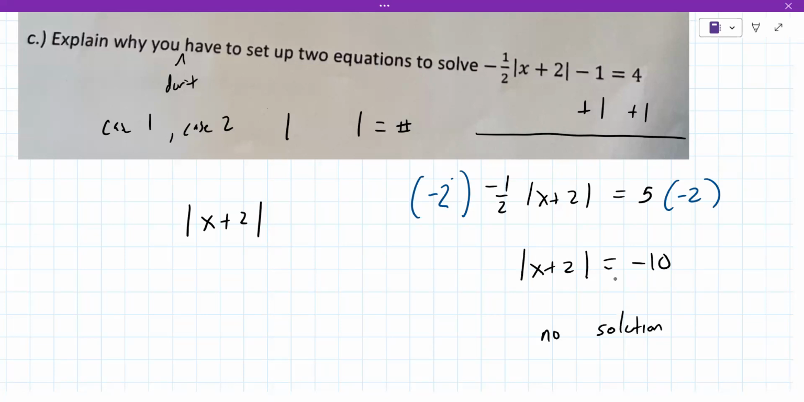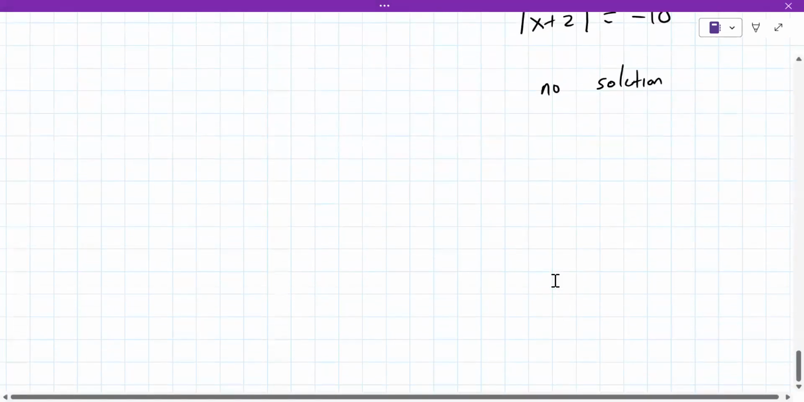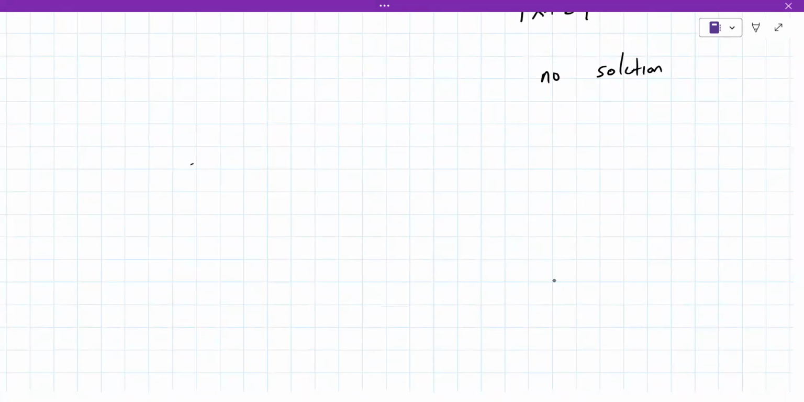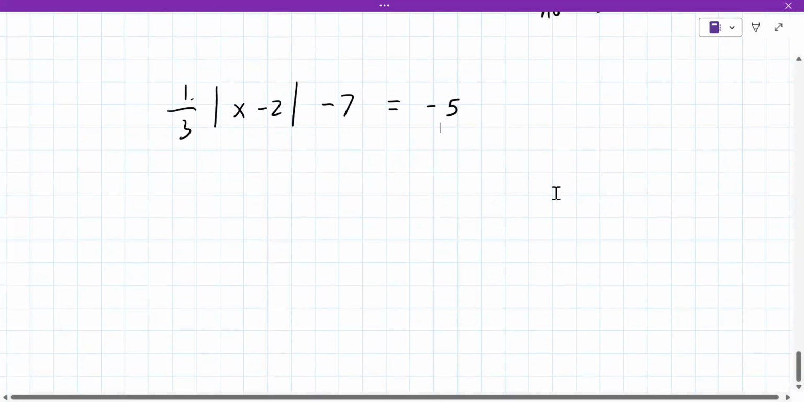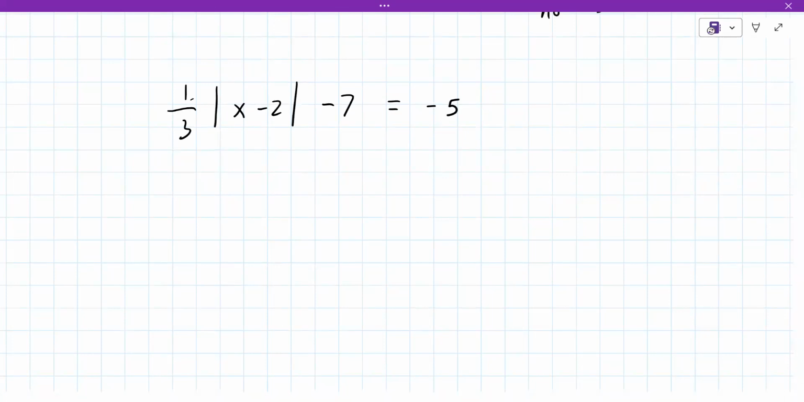All right, I've got those down. Now we should actually solve one that does work. So let me give you one that actually does work here. Let's go 1/3 absolute value X - 2, -7 equals -5. Yeah, that's a good one here. So this one does work. It does have two solutions. I'd like you to try solving this, please.